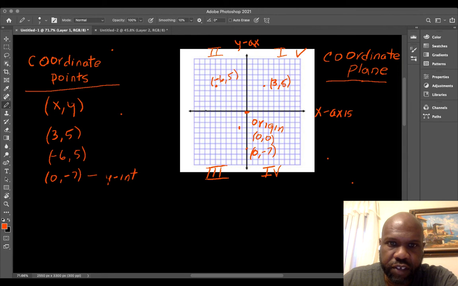Now, if it's on the x-axis, let's say we got this point on the x-axis, same thing. The y would be 0 because we stay on the same line, but then we count over how many spaces x. 1, 2, 3, 4, 5, 6, 7, 8. So this would be -8, and this would be 0. And that would be the x-intercept.